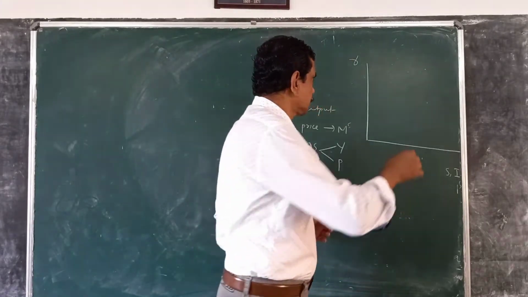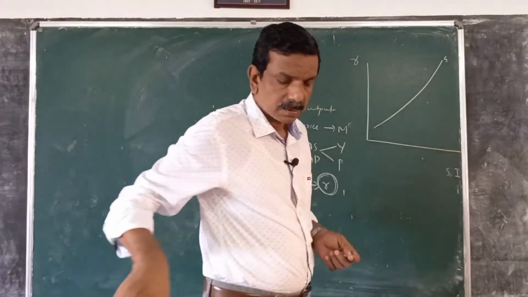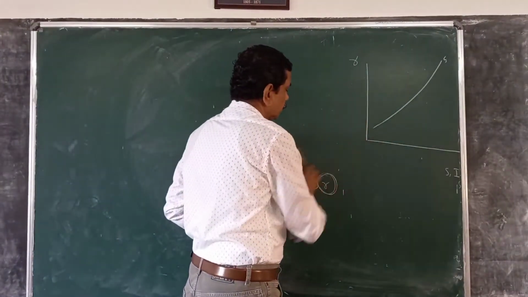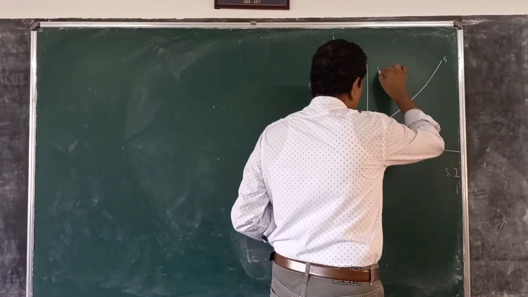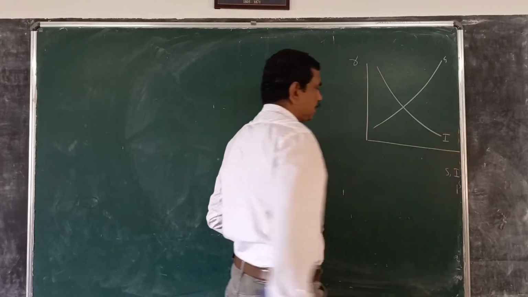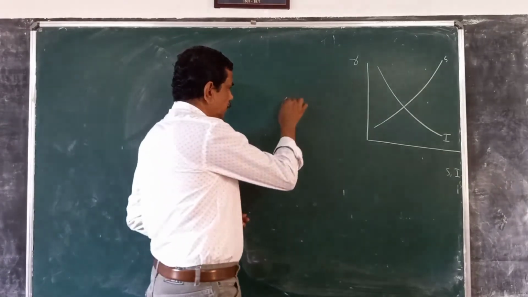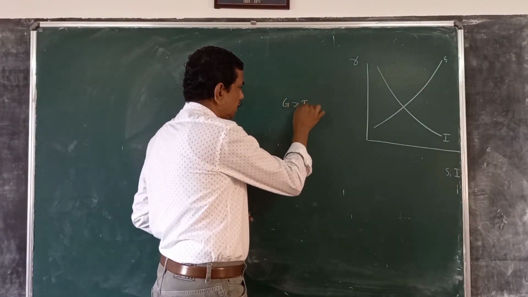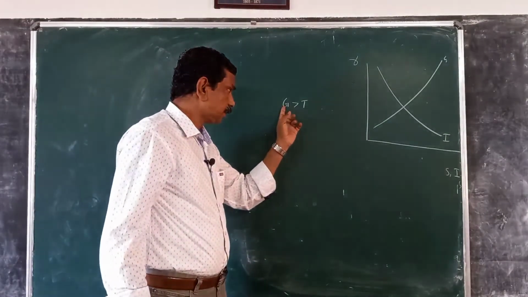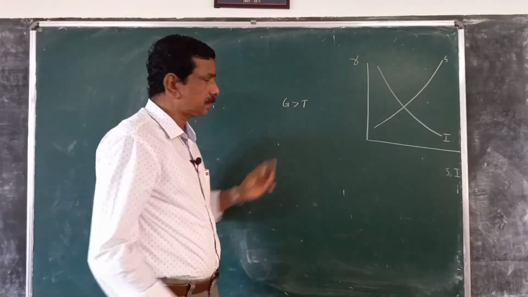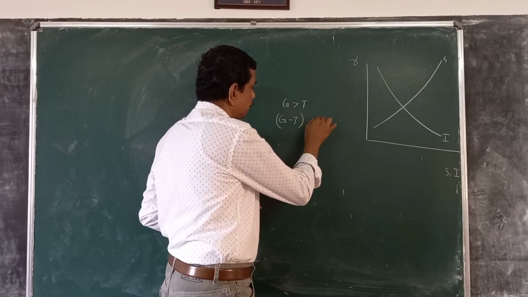Let us see. This is the saving function S, supply of savings. Now, the demand for investment I is negatively related to the rate of interest, as known to us. Suppose that G is greater than T. G means government expenditure, T is taxes, and if G is greater than T, G minus T is positive.